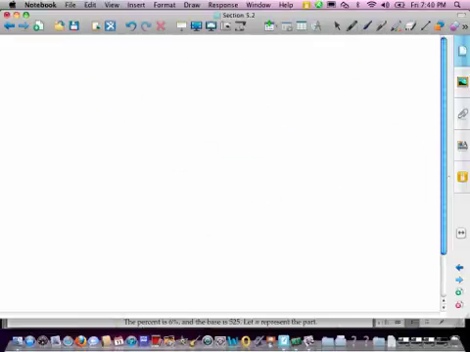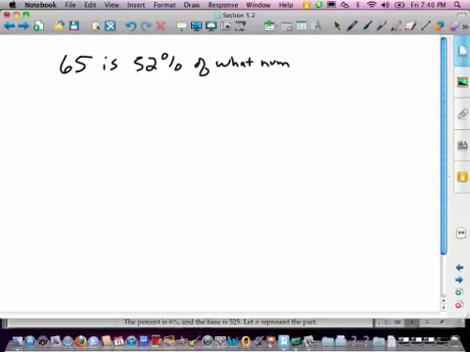All right, and then our third example here is in trying to find the base, and my problem is 65 is 52% of what number? So I'm trying to find, this is my base over here. I've got my percent right here, and I've got my part right there. So I've got those things, and I can kind of figure out what that would be.